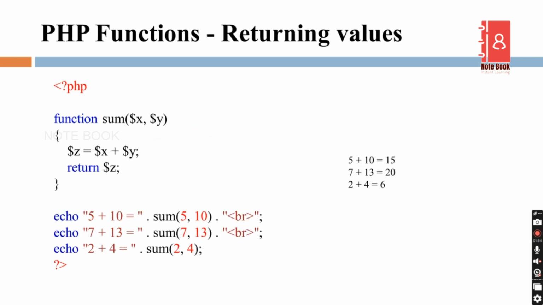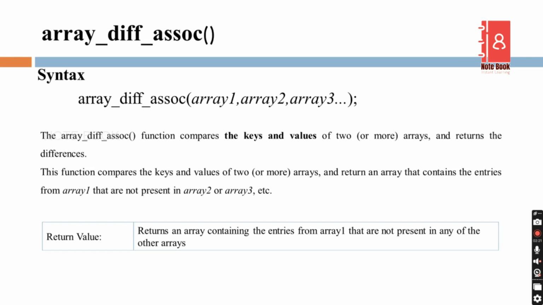The PHP functions returning values. So function sum. Here sum is the function, $x comma $y is declared. Then $z is equal to $x plus $y. Return $z. Simple function. So echo 5 plus 10, then sum of 5 comma 10. Then 7 plus 13, sum of 7 comma 13. 2 plus 4, sum of 2 comma 4. So that will be printed as 5 plus 10 is 15, 7 plus 13 is 20, 2 plus 4 is 6.